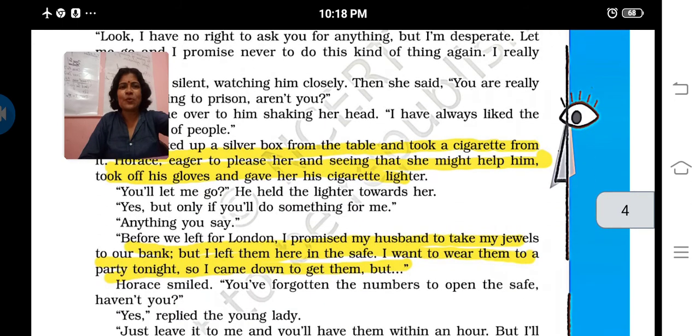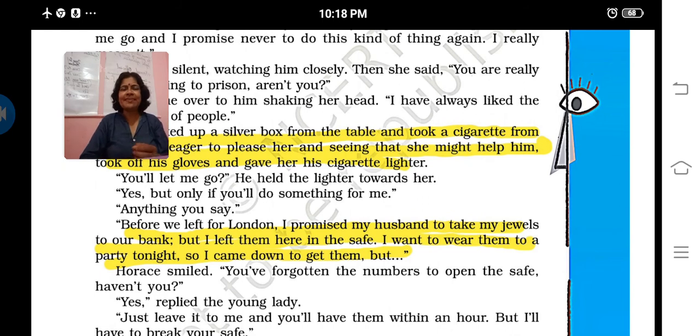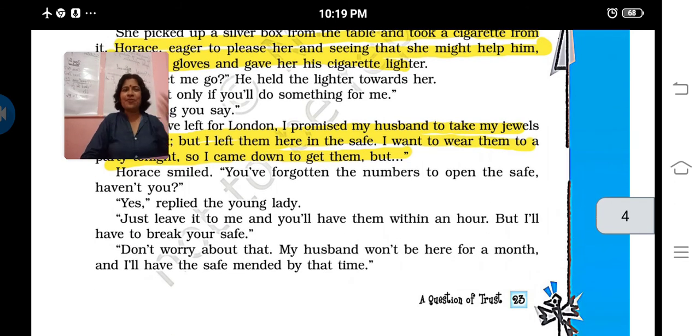Okay, and then what was the actual help that the lady needed? The lady was very cool, very smart. The lady said, my husband left for London and I promised my husband to take my jewels to our bank. But I left them here in this locker. I want to wear them to a party tonight. I came down to get them to wear to the party. But unfortunately, I don't remember the key of the lock. I do not remember the key to open my locker.